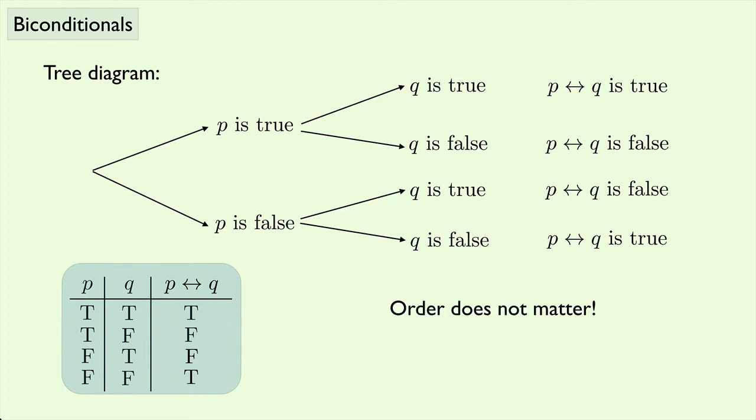So order does not matter here. Remember, for the conditional, order did matter, but here order doesn't matter. You can do P and Q in either order. The truth value won't change. So that means that P if and only if Q and Q if and only if P have the same exact truth value.